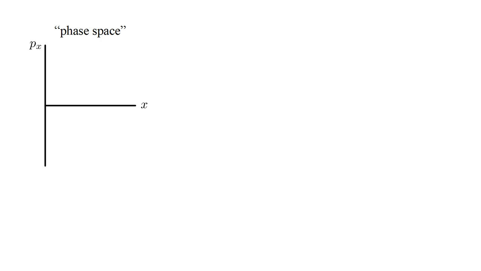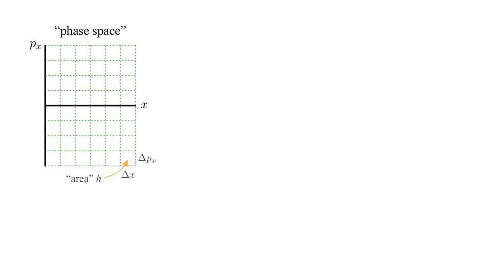For this purpose, we employ the concept of the system's so-called phase space. We form a two-dimensional coordinate system with coordinates x and px. Then, we overlay a rectangular grid with spacing delta x and delta px. We denote the, quote, area of a single rectangle by h. This is not a standard area, but has units of momentum times length, which we call action, kilograms meters squared per second, which is equivalent to joule seconds.